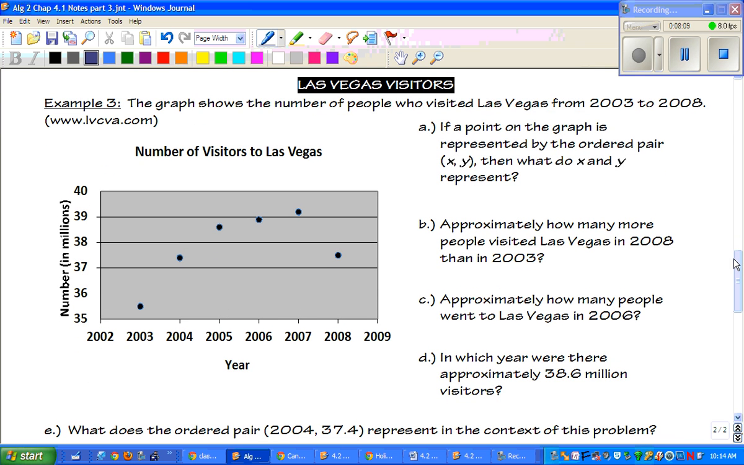All right. The graph shows the number of people who visited Las Vegas from 2003 to 2008. And the information is provided by the lvcva.com. So, if a point on the graph is represented by the ordered pair xy, then what do those numbers represent? So what is the x and what is the y? Okay, now let's remember, if we were to complete this and make it look like our coordinate plane, this is the y and this is the x, okay? So that means our x represents the years and the y represents the visitors.